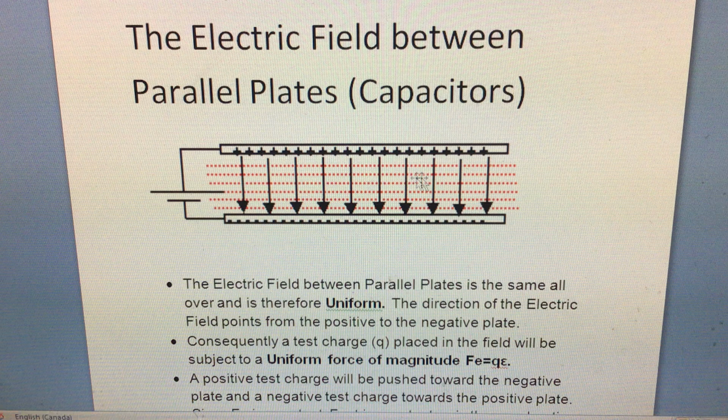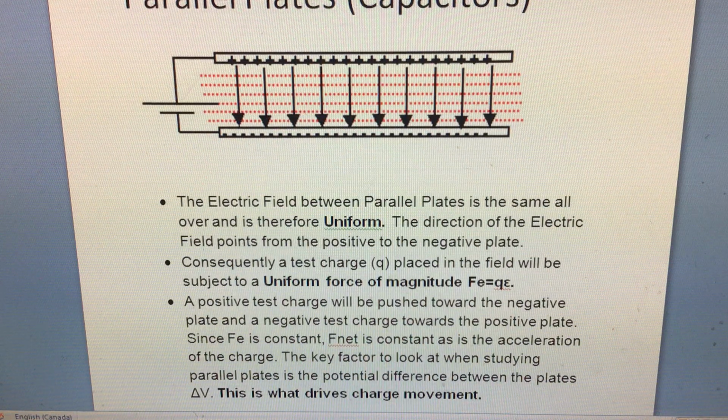And the little red lines, I'm getting colorblind here, the little red lines actually represent what's called the potential gradient between the plates. We'll talk a little bit about that later. So if you place a positive charge between these plates, it will get driven to the negative plate with a force of QE. So the force on the charge would be equal to QE.